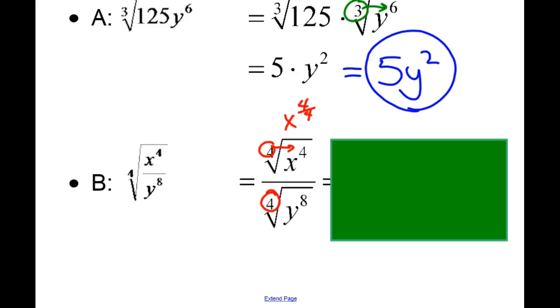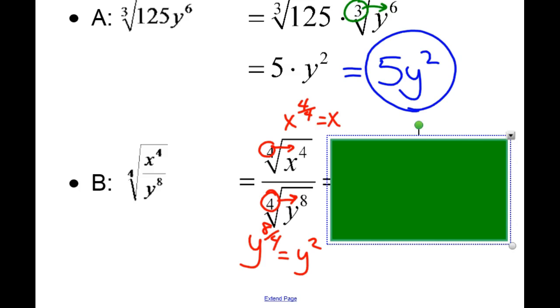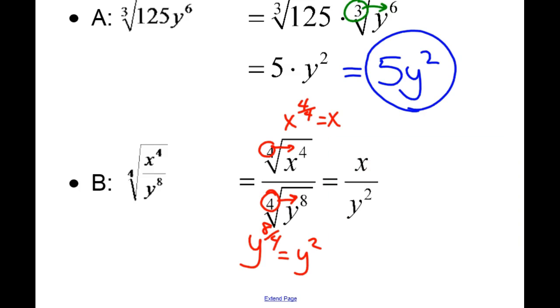The denominator, 4 goes into 8 twice, or you could rewrite it as the power over the root, which would give you a y squared. That one up top gives you just an x to the 1st. So when I go ahead and combine those two ideas back together, I get my final result of x over y squared.